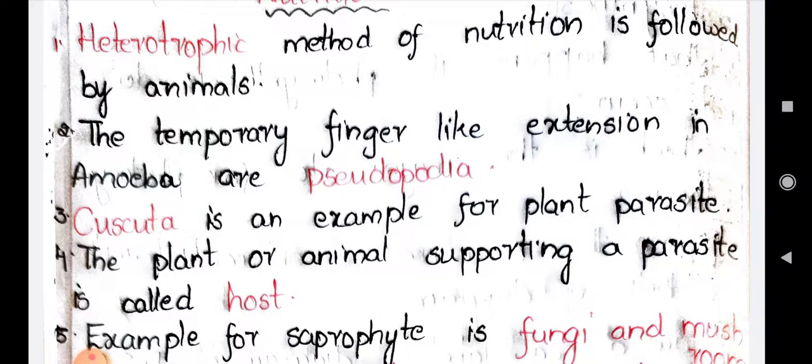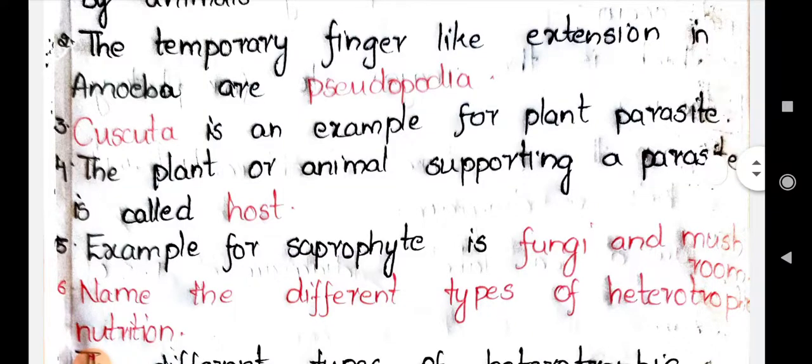Next, going to the fourth question. The plant or animal supporting a parasite is called as. The answer is host. In the next questions we have different types of heterotrophic nutrition, and among them we have parasitism also. While explaining that answer, I'll explain the topic of parasitism. So the answer is host for this question. Next, example for saprophyte is fungi, and mushrooms are examples of saprophytes. What saprophytes are, I'll also explain. Next, going to the next question.